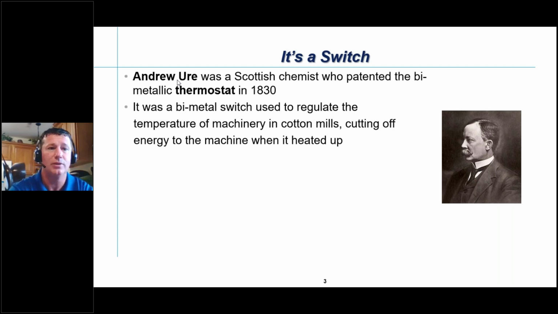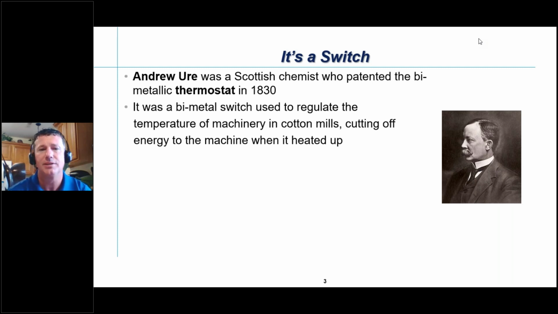So if we look at the history of thermostats, where they came from, what they were originally intended for, and how we have continued to use those in our industry, we find that a thermostat really has always been used to control temperature in some form or another. So Andrew Ure was a Scottish chemist. A lot of the mechanics of HVAC started with chemistry and alchemism, because they were the people that were working with, at that time, what they considered alternative metals, things besides iron. They were working with bronzes and brasses and seeing how they changed differently with different temperatures.